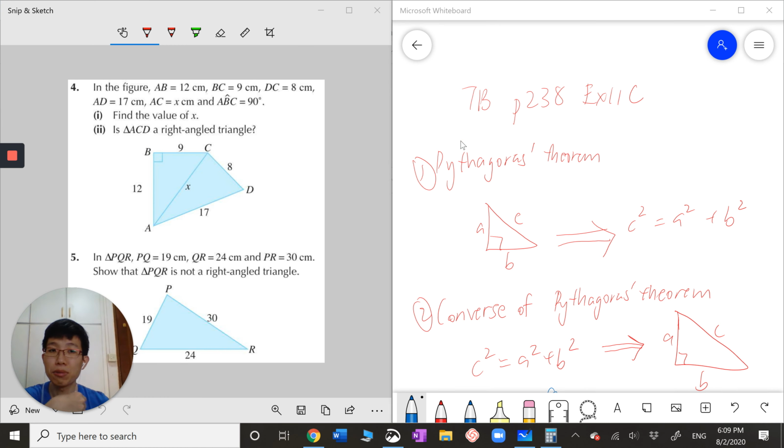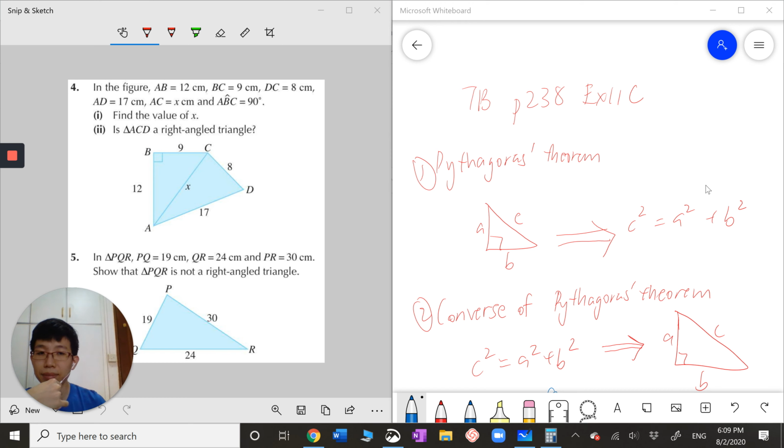The first main concept is whereby when you have a right angle triangle, the square of the hypotenuse is equal to the sum of the squares of the other two sides. So c square equals a square plus b square. And this happens when you have a right angle triangle as the main condition. So when you have a right angle triangle, this relation holds.